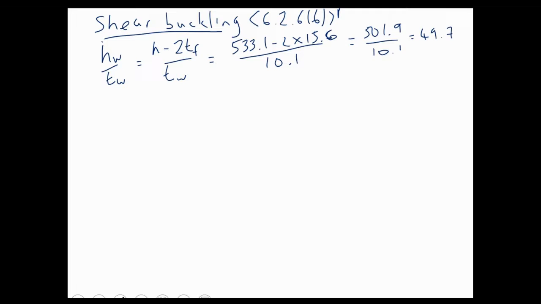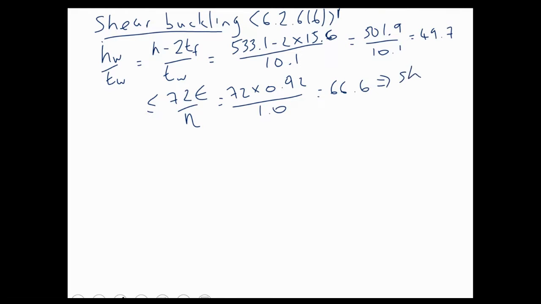And that value is less than or equal to, hopefully, 72 times epsilon over nu, which is 72 times 0.92 all over 1, which is equal to 66.6. So that implies shear buckling is okay. So the shear buckling check is okay.